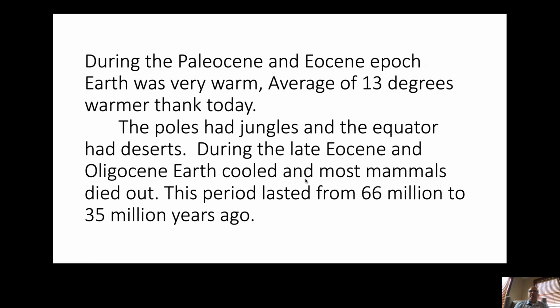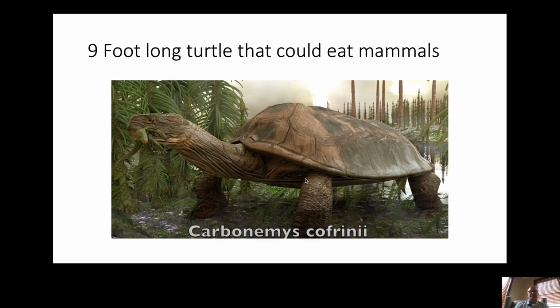So during the Paleocene, these first 2 epochs, the Eocene, average temperature is 13 degrees warmer than today. The poles had jungles, the equators had deserts. During the late Eocene, Oligocene, Earth began to cool. That was about 35 million years ago when the Earth began this process of cooling.